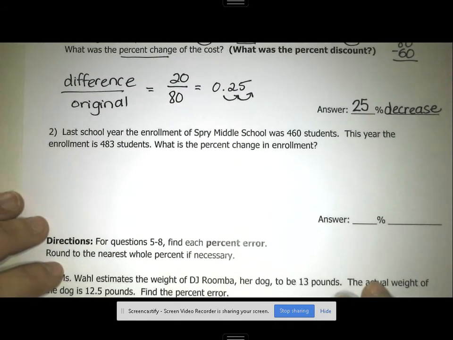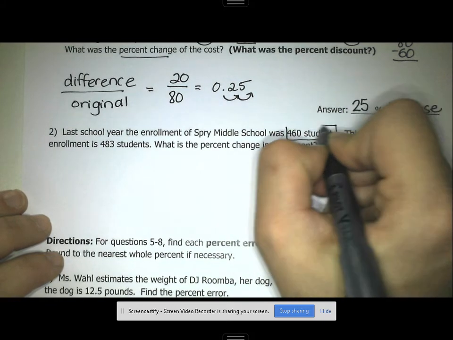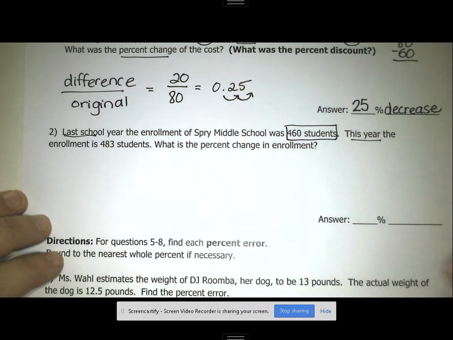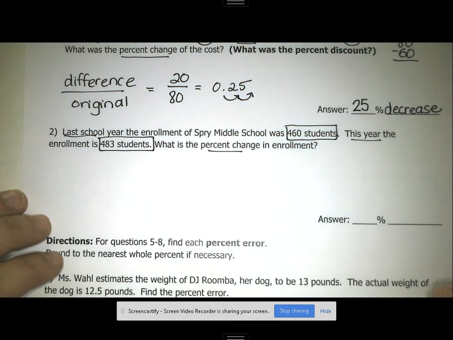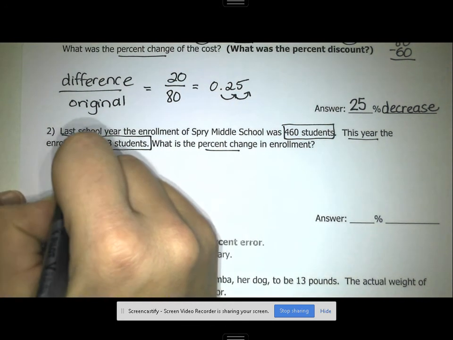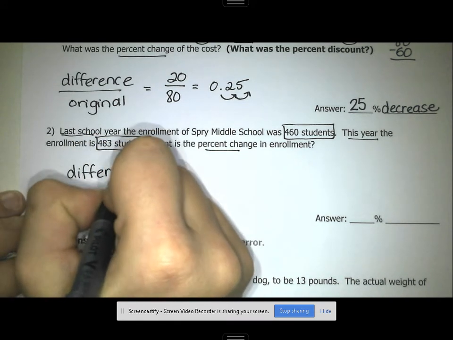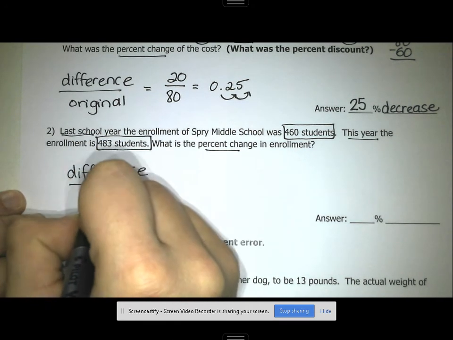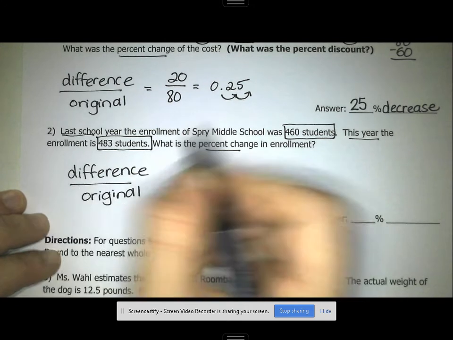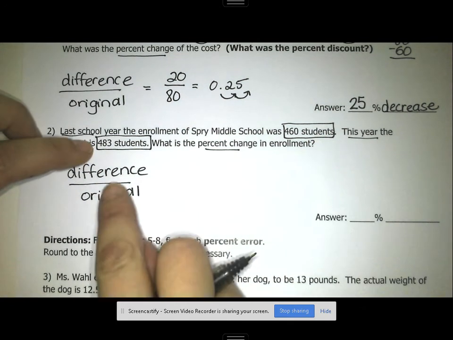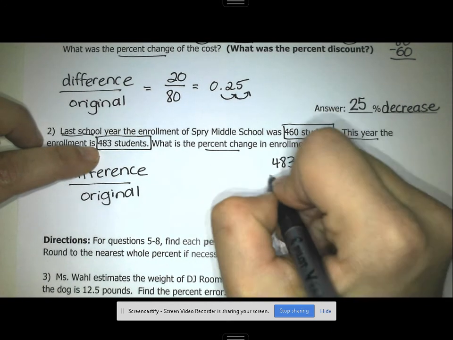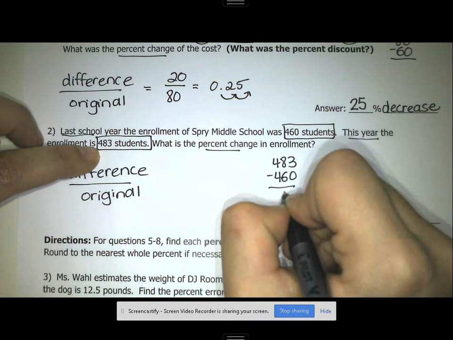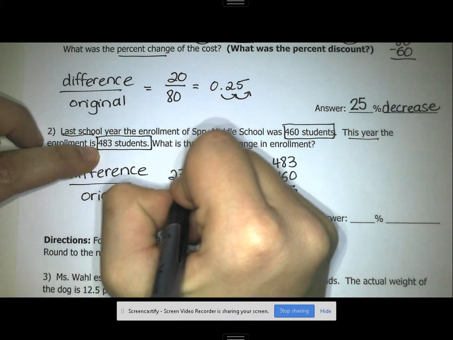All right, next. Last year, the enrollment of Spry Middle School was 460 students. That was last year. Now this year, the enrollment is 483 students. What is the percent change in enrollment? So to figure this out, I'm going to write my percent change formula, difference over original. And I'm going to be finding the difference between these amounts first because I'm just going to follow the formula. So what is 483 minus 460? And I get 23. So that was the difference.